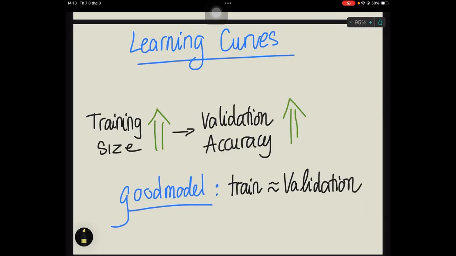Learning curves help diagnose model quality. As we provide more training data, we observe how performance changes. A robust model improves steadily. Training and validation accuracy gradually converge. If the gap remains large, the model is probably overfitting. Learning curves tell us whether the solution is more data, a simpler model, or a different algorithm.